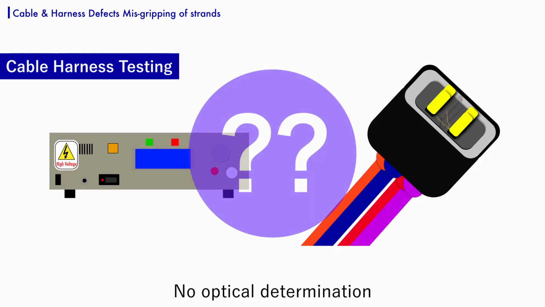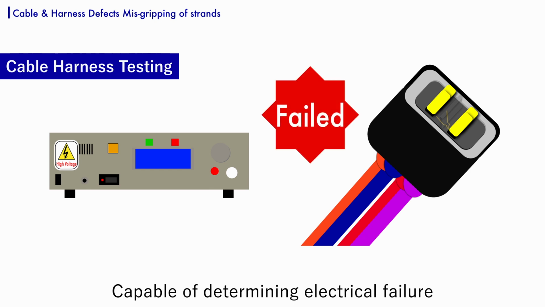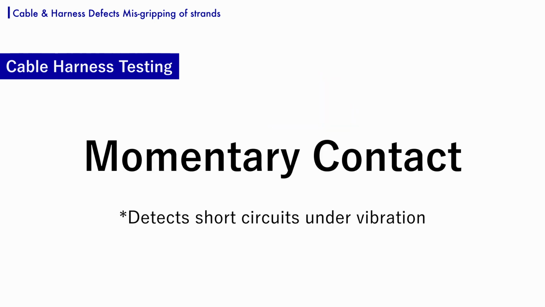There are no eyes on the harness tester, so it cannot detect the presence or absence of wire coming out. Thus, it determines an electrical error. In some cases, a momentary short circuit can be detected as an error.